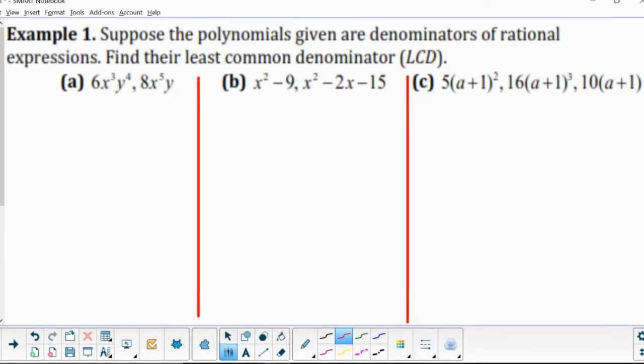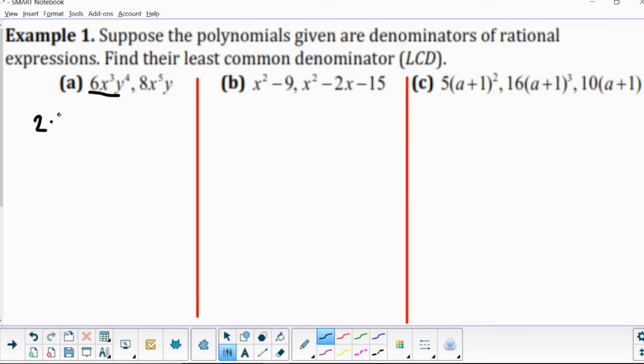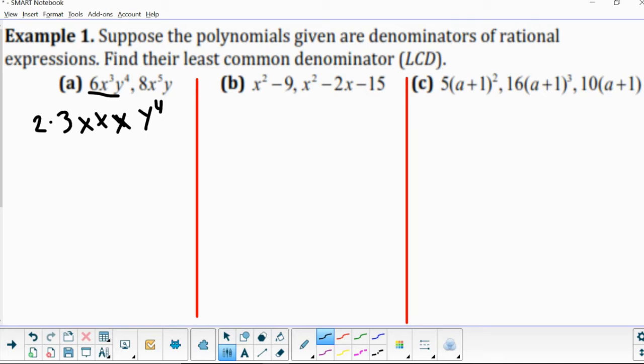All right, so we're going to start off here and make sure you remember how to find that least common denominator. So remember, we got to factor stuff. So with the first one here, I'm going to underline in black. I'm going to write that out. 6 is 2 times 3. And then we got 3 x's. I'm going to run out of room. We don't really need to write them out one by one. Then 8 is 2 times 4. And 4 is 2 times 2. And again, I'm not going to write them out this time. I think we're past that.